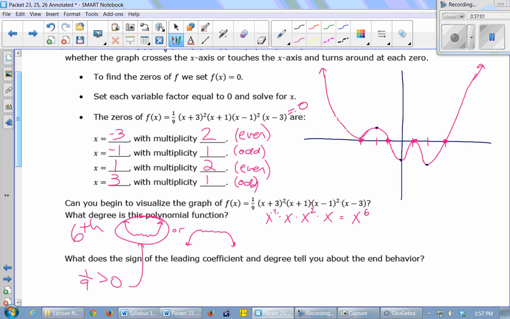No, the only way you know whether it goes through or bounces off is the multiplicity of the 0. Even bounces off, odd goes through.